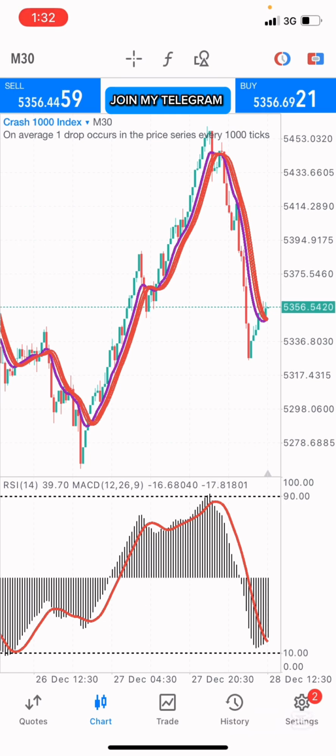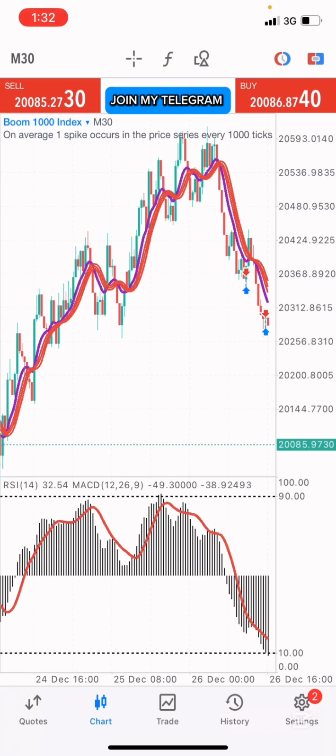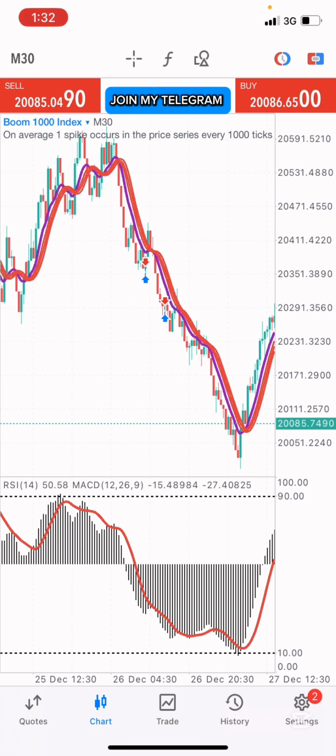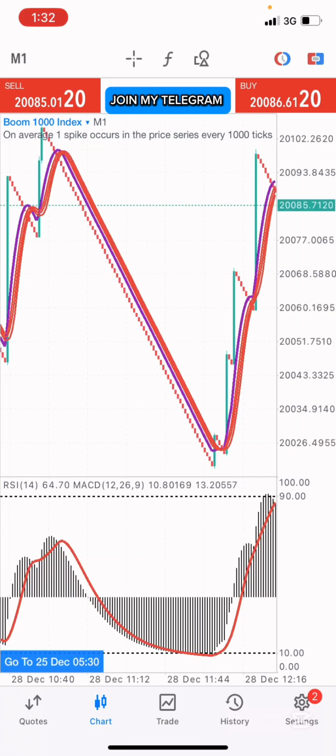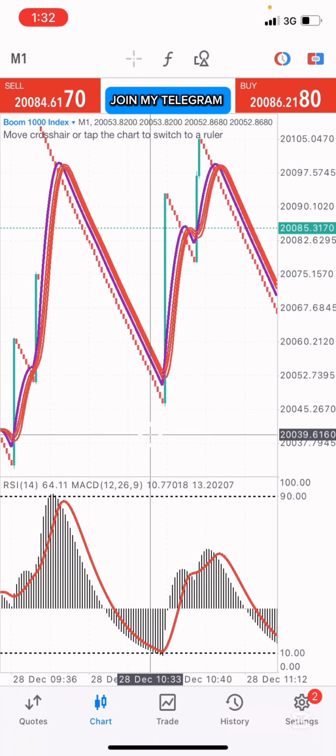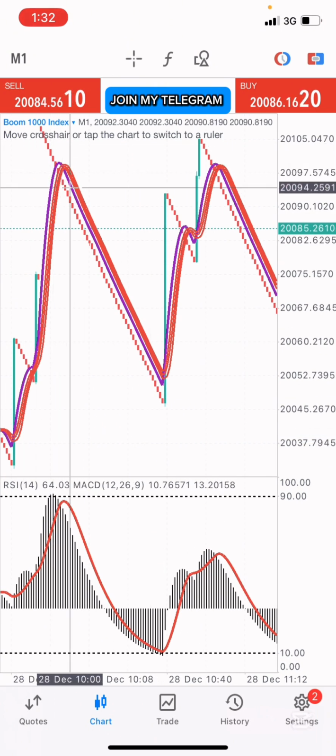So we'll go over to Boom 1000 index right here, using the same setup and parameters and the same zoom level as well. All right, so how are we going to trade this on the boom market? Let's go over to the 1 minute time frame. Now you are entering into this market when there's a crossing below, when the moving average crosses below the Bollinger Bands. That's where you enter into the market for a sell.